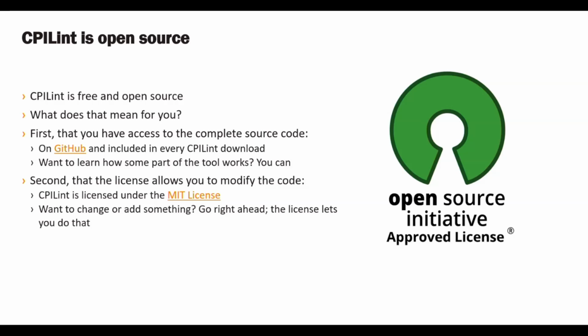So that's the second point, that the license of CPI lint allows you to modify the code, basically almost do what you want, right? It's licensed under the MIT license, which is very, very straightforward. It's even pretty short and readable, unlike some of the others. You can actually read it and understand it. And it's very permissive in the sense that it lets you do pretty much whatever you want. So if you want to take something out, add something, change something, the license absolutely allows you to do that.